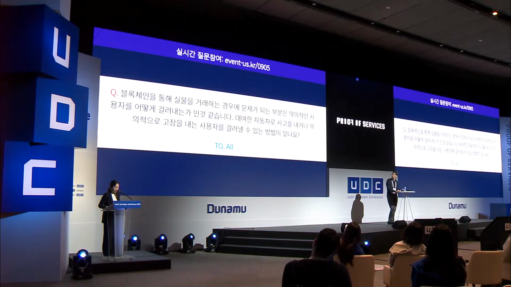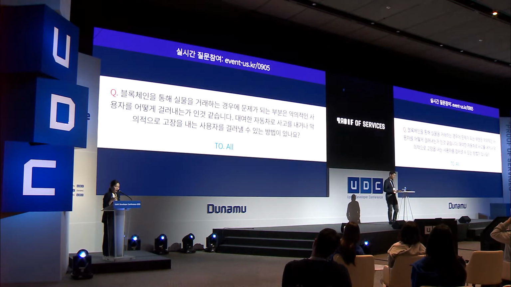And next question is, in terms of the blockchain combined rental car service, I believe how to detect the bad willing user is the issue. So if there is a car accident with the rented car, or if the user is willing to make a break, then how can we detect such a bad willing user? How do you detect it today?